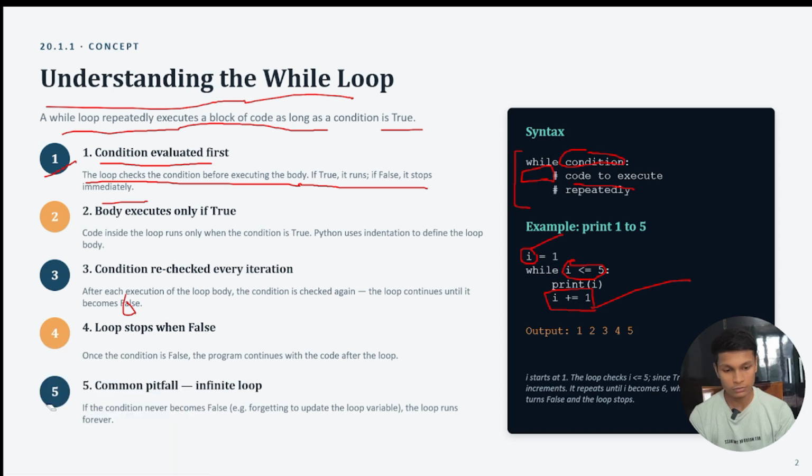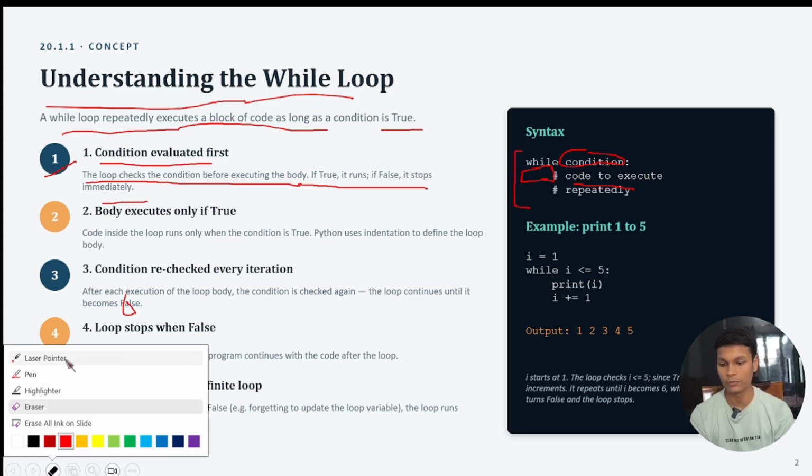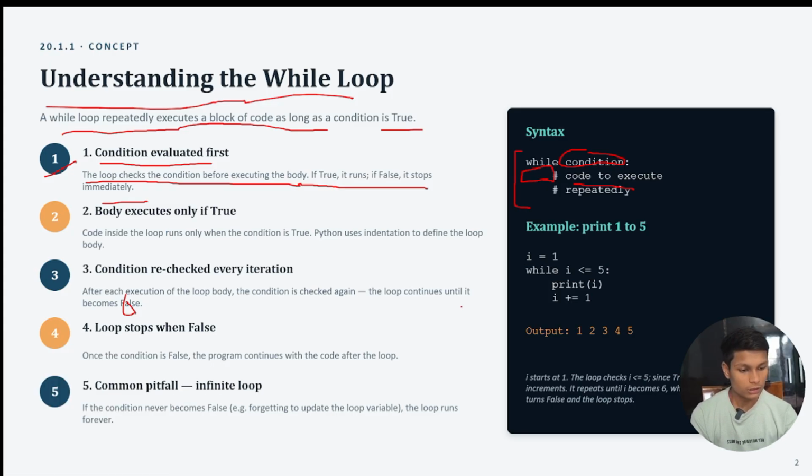Let's clear all these things so you can understand better, because you get more clarity after removing all this. So let's see. Here while is there, and then a condition which is i less than or equal to 5. This means the loop runs as long as the value of i is less than or equal to 5. If the value is greater than 5, let's say 6, the while loop will automatically break. We stop the while loop.